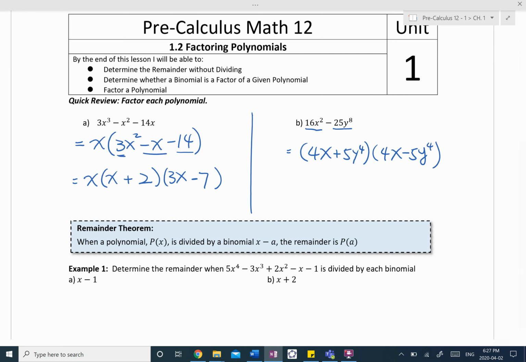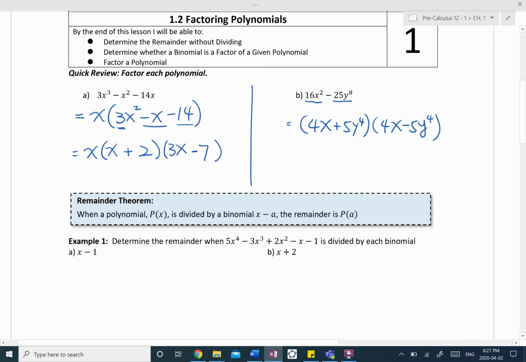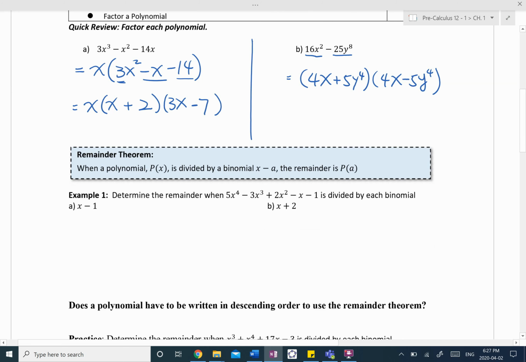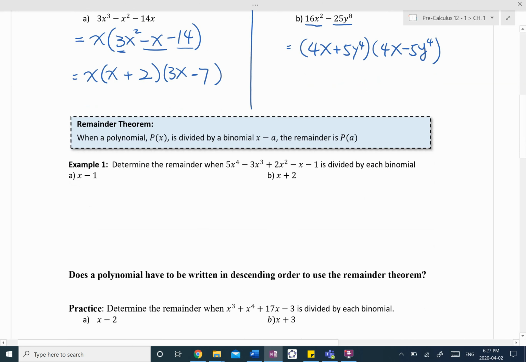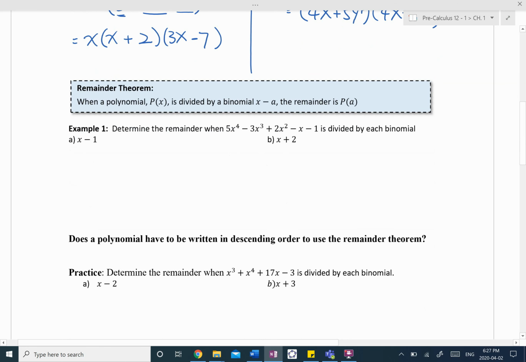Now, before we get into factoring, there's actually a couple of theorems that we need to look at first. Then we can actually factor. Okay, so here's the remainder theorem. It says when a polynomial p of x is divided by a binomial x minus a, the remainder is p of a. I don't know if you understand what it's saying, but it's actually very easy to apply this theorem.